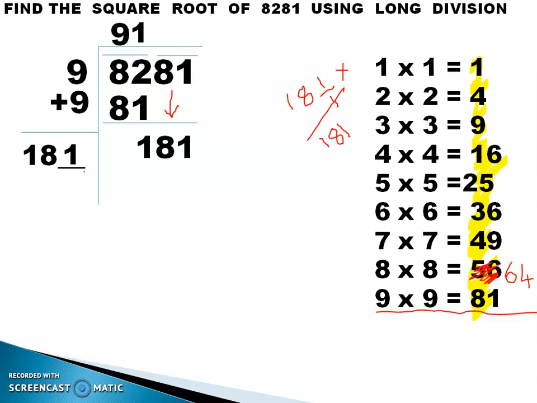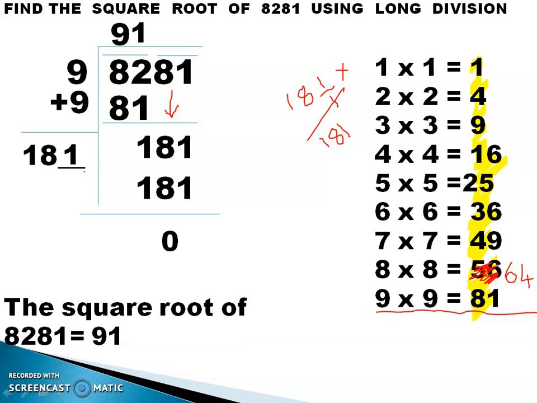What is 181 into 1? It is 181. Subtract, you will get 0. So, what is the square root of 8281? The square root of 8281 is 91. The quotient which you write here is the square root of the number.